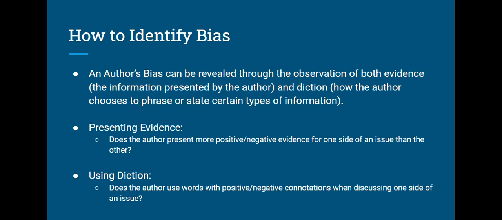And then diction is also important to look at on top of evidence. Does the author use words with positive or negative connotations when discussing one side of an issue? We talked about connotation and denotation way back in the beginning of the year. The words that you choose to use can really have an influence on how your message comes across. If you use a positive sounding word as opposed to a negative sounding word, it's going to influence how your reader perceives what's being presented to them.